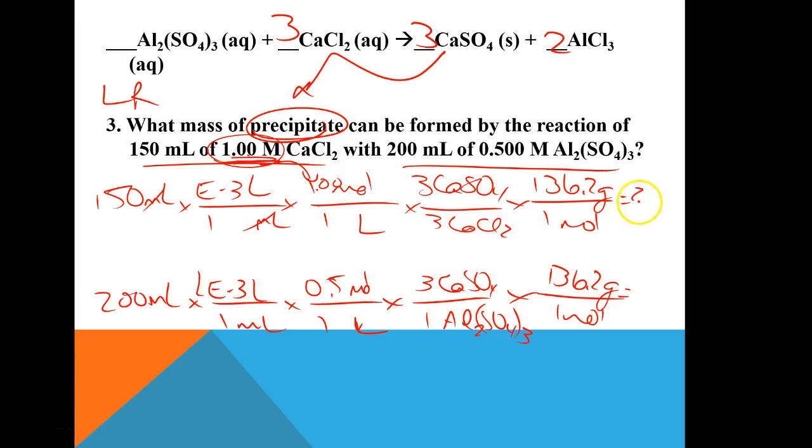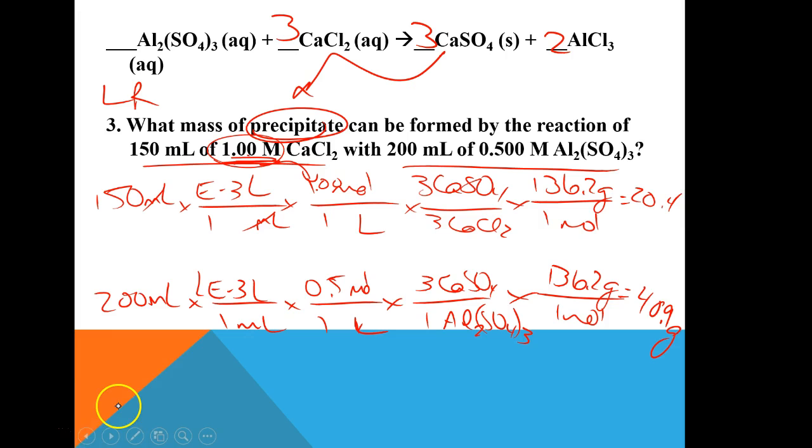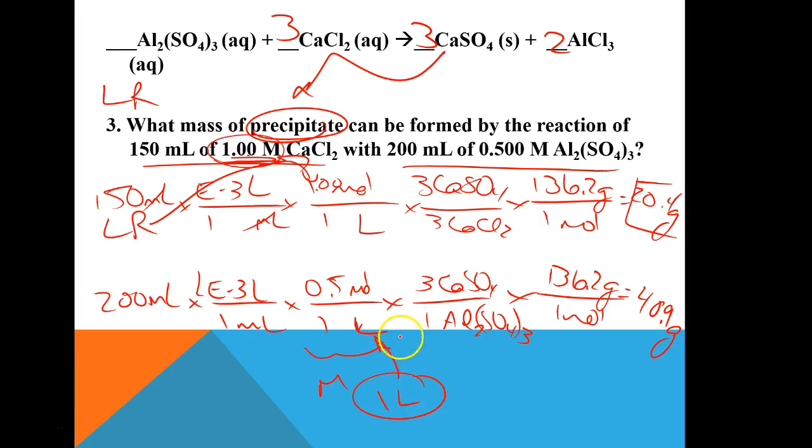So that's 20.4. And that's 40.9. So, whoops, go back. Grams. So that's my answer, because this is my limiting reactant. Okay, so it's not that hard. It's just adding that one extra step where you're doing molarity. And what I want you to write is 1 liter if you're doing molarity.